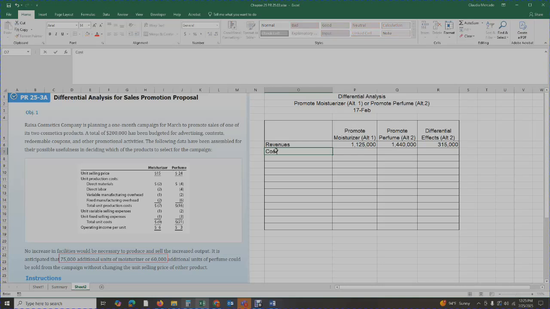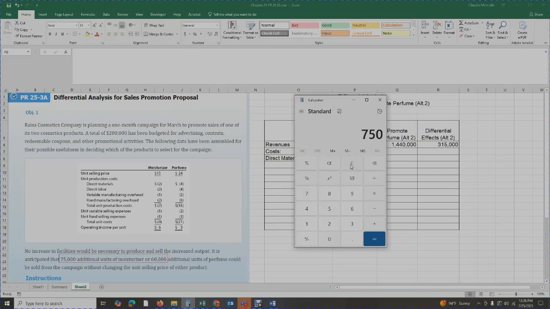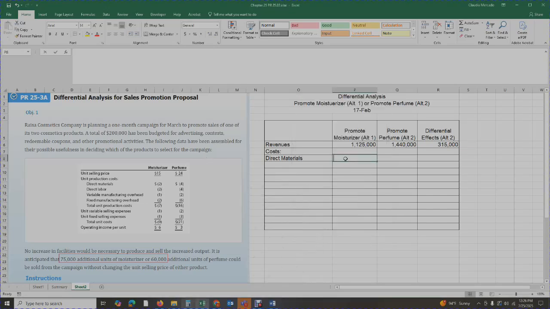Now we're going to have our costs. Our costs are those costs associated with manufacturing either the moisturizer or the perfume. So we're going to start off with our direct materials. For our direct materials, remember for the moisturizer, we've got 75,000 that we're going to be selling according to the problem, an additional 75,000. My materials for the moisturizer is $2, so that would be 150,000. Now these are expenses. They're going to be entered with the minus sign.